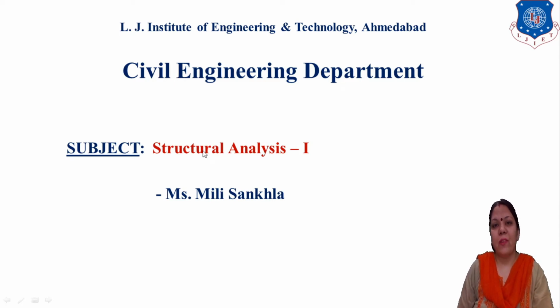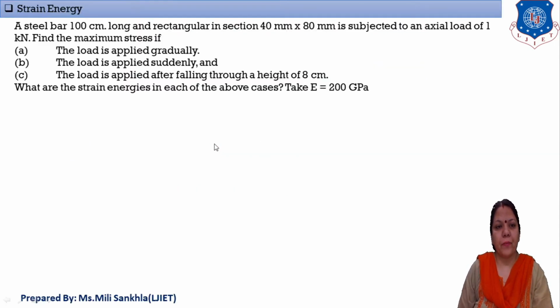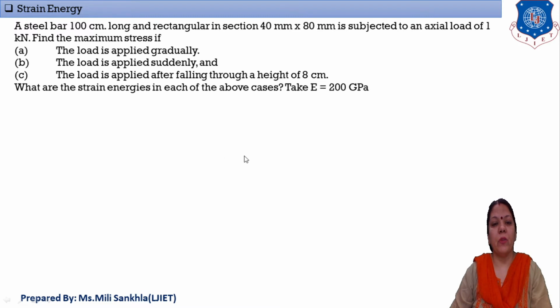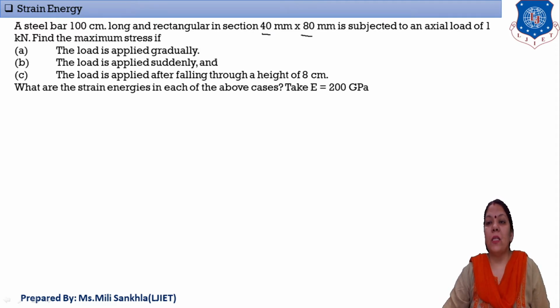Okay, now we start with our example. First of all, we read the given data and the unknown values. Here we find a steel bar 100 centimeter long with a rectangular section 40 mm by 80 mm, subjected to an axial load of 1 kilonewton. Find the maximum stresses by gradual loading, applied suddenly, and when the load is applied after falling through an 8 centimeter height.